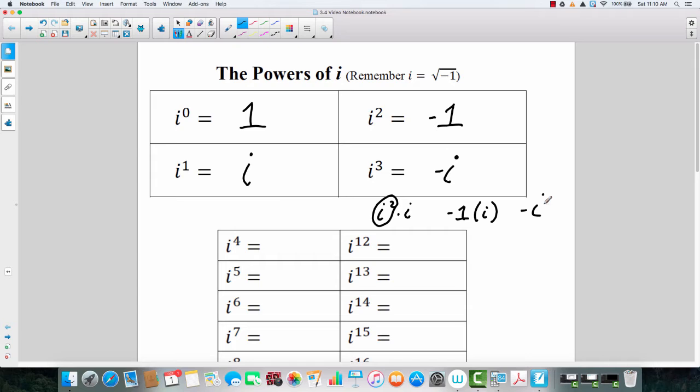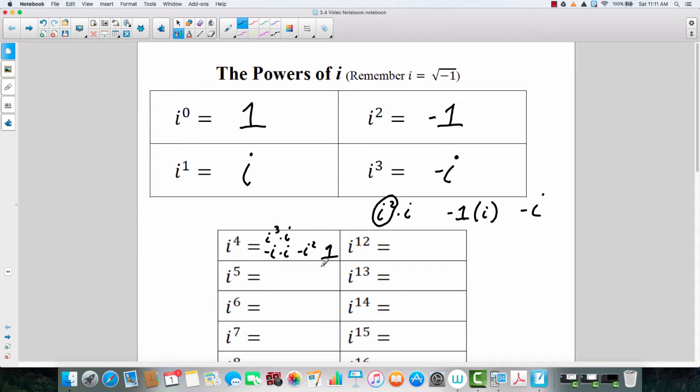Now keep that train of thought going. Let's go down here to i to the fourth. i to the fourth is just going to be i to the third times another i. And wouldn't you know, i to the third is -i. And if you multiply that by i, you get -i squared. But you know i squared is -1. So negative of a -1 is +1.